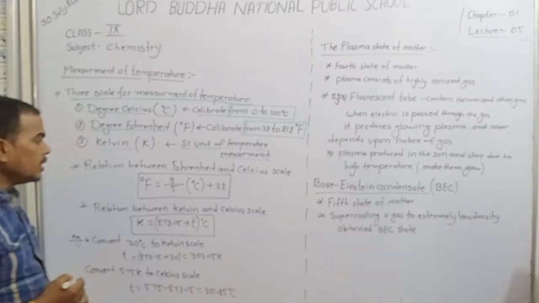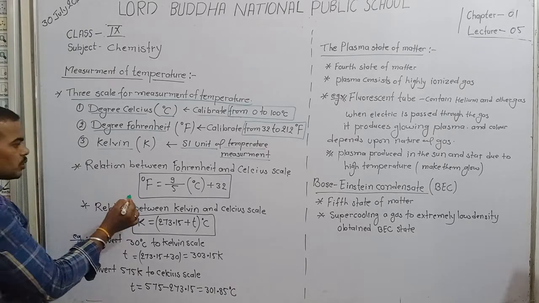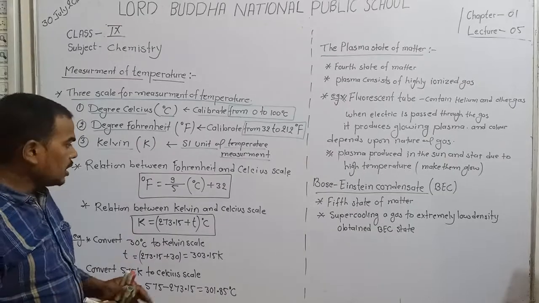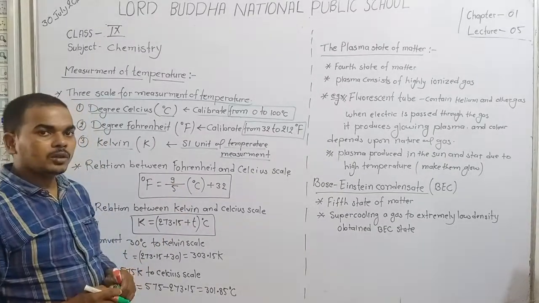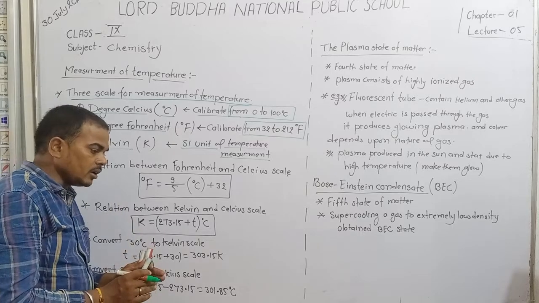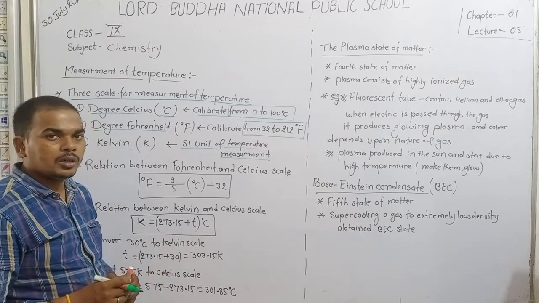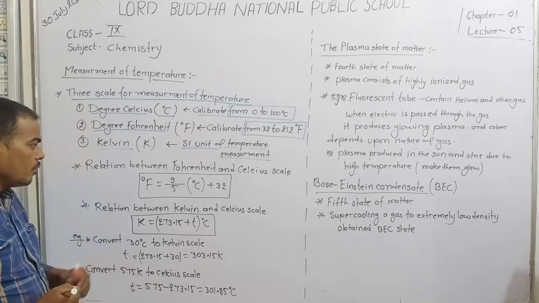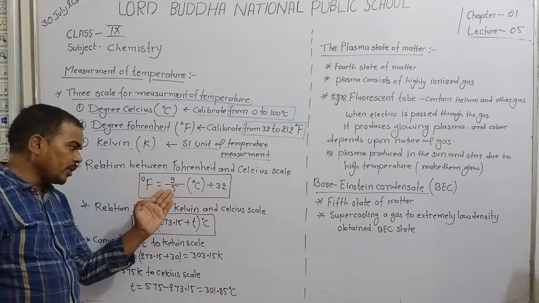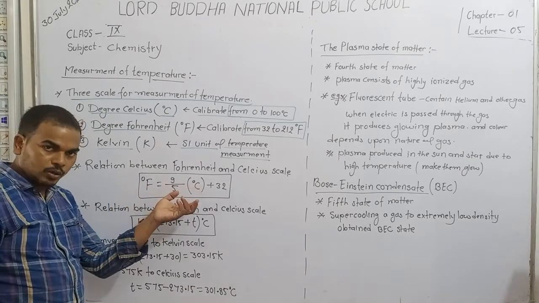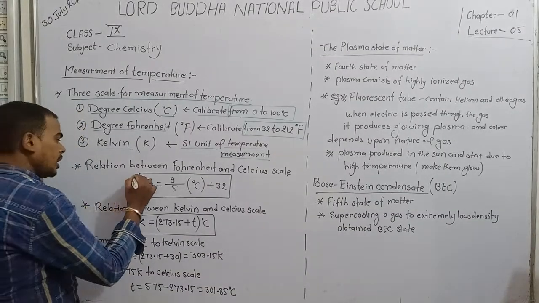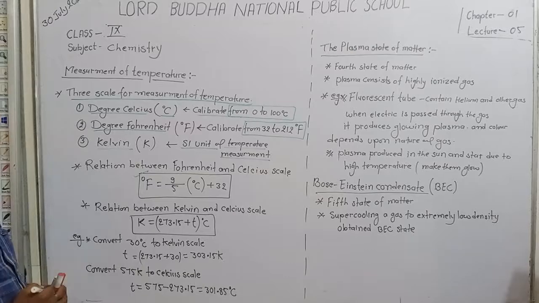Now let's discuss the relation between the Fahrenheit and Celsius scales. If degree Celsius is given in a question, how do we convert to Fahrenheit, or if Fahrenheit is given, how do we calculate degree Celsius? For this, degree Fahrenheit is equal to 9/5 times the degree Celsius given in the question, plus 32. This is the interconversion between degree Celsius and degree Fahrenheit.